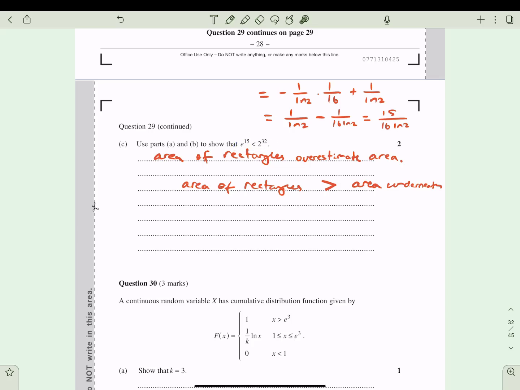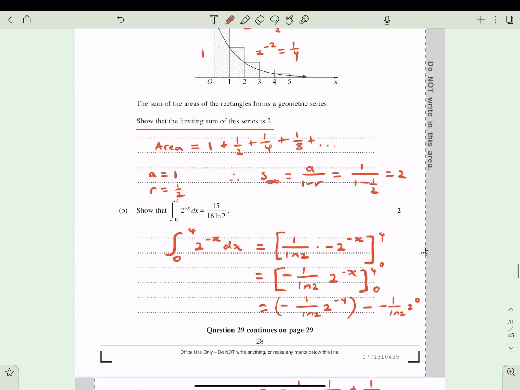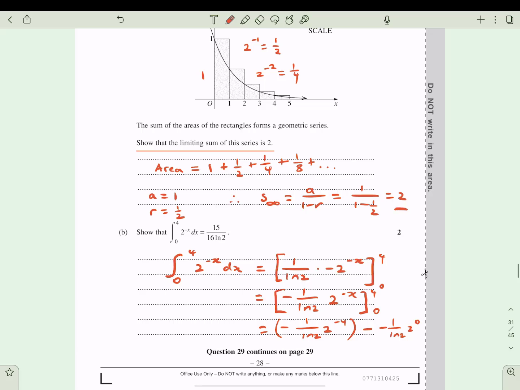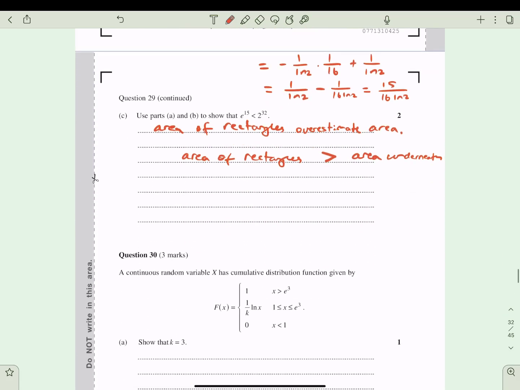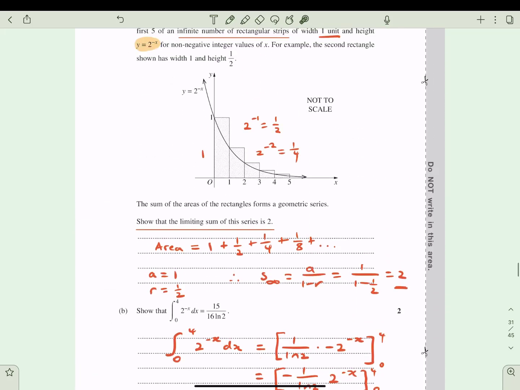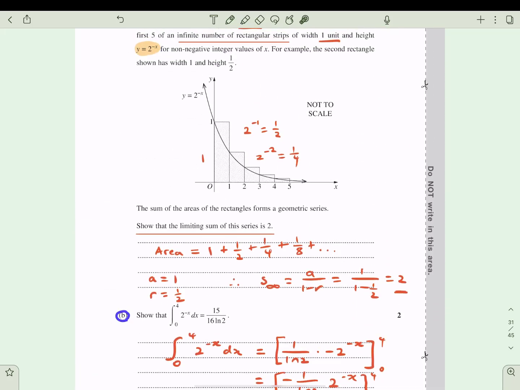Okay, so therefore, area of rectangles, we found that out in part A, didn't we? We found out that that was equal to 2. So 2 is larger than the entire area underneath my curve. But here's where the problem is. In part B, we did not find the actual entire area underneath the curve. We only found the area underneath the curve for a certain part. Okay, so between 0 and 4.